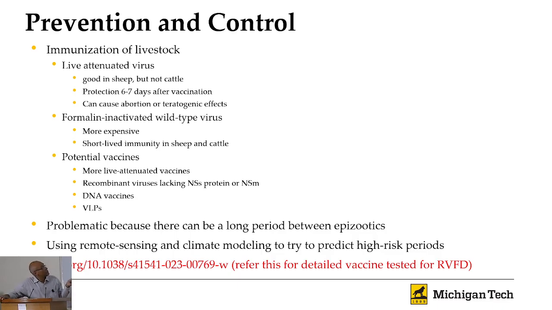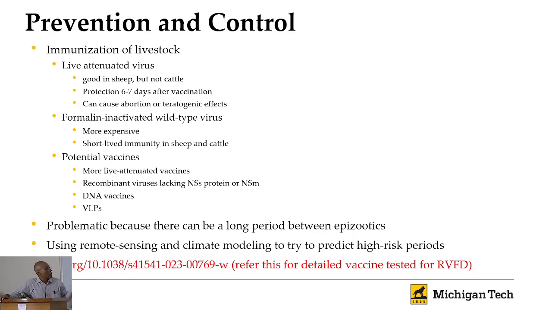For prevention, there are vaccines available for animals. That's the good thing: you can use live attenuated virus as well as formalin-inactivated virus vaccines available for Rift Valley fever. But there is no vaccine available for humans. You should go to the literature; there are a lot of references on whatever has been studied so far. For Rift Valley fever in humans, a lot of study is going on at the preclinical level, and some clinical trials have started.